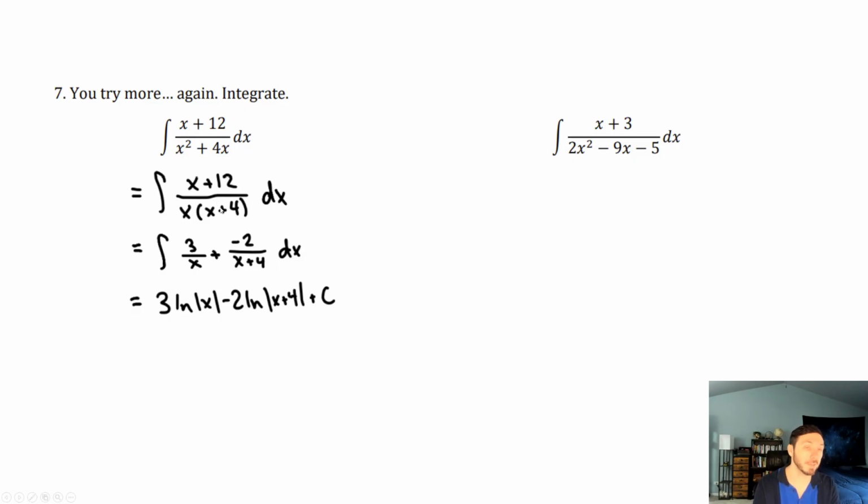And then the next step is to consider the other factor and to think what would make this factor equal to 0. Well, -4. So then you would plug in -4 into what remains, the x plus 12 over x. So -4 plus 12 is 8, and then 8 over -4 is -2. And that's what goes over the x plus 4 factor, I guess you can say. Then it's just log, and then you get your final answer.